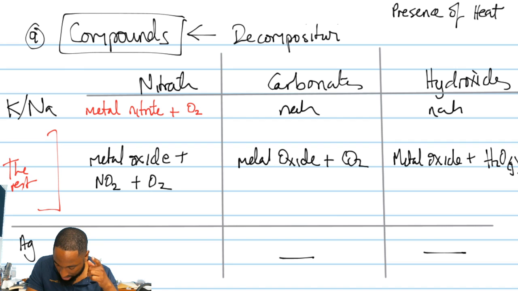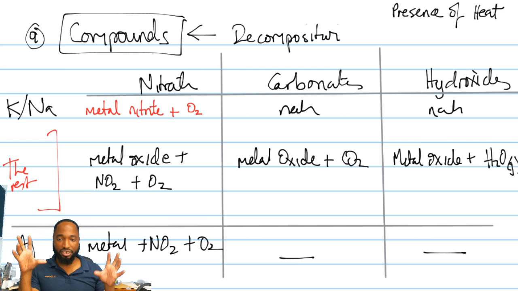Decomposes to form the silver, the nitrogen dioxide, and oxygen. All right, so instead of the metal oxide, it will just drop down straight to the metal plus the nitrogen dioxide plus the oxygen. All right, so now that we have this, all I need to know now is to memorize the equations, to practice a few equations in them.